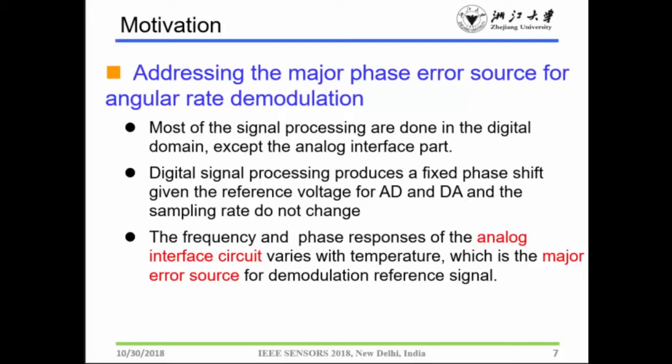But it is not the case for the analog interface circuit, because the phase and amplitude response of the analog interface circuit varies with temperature, which is a major error source for gyroscopes.